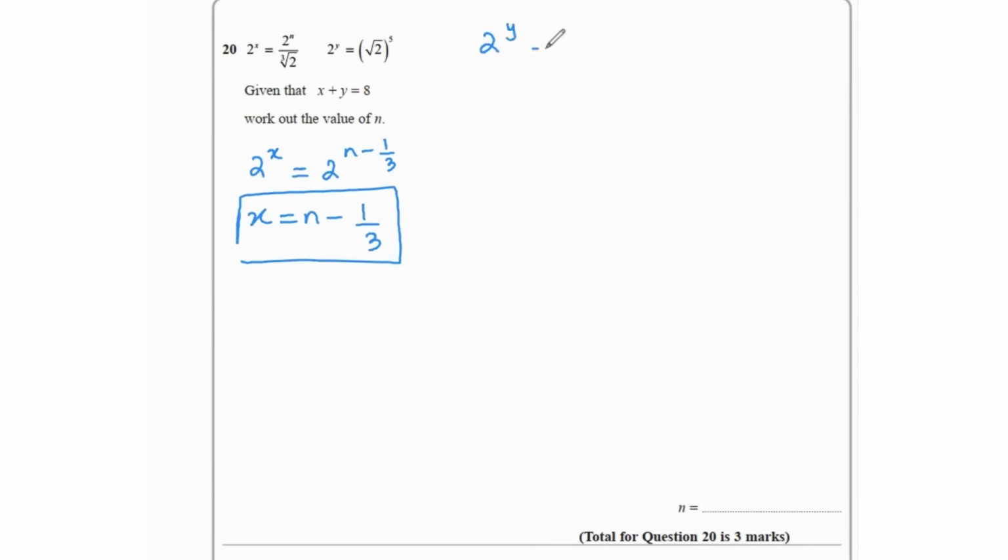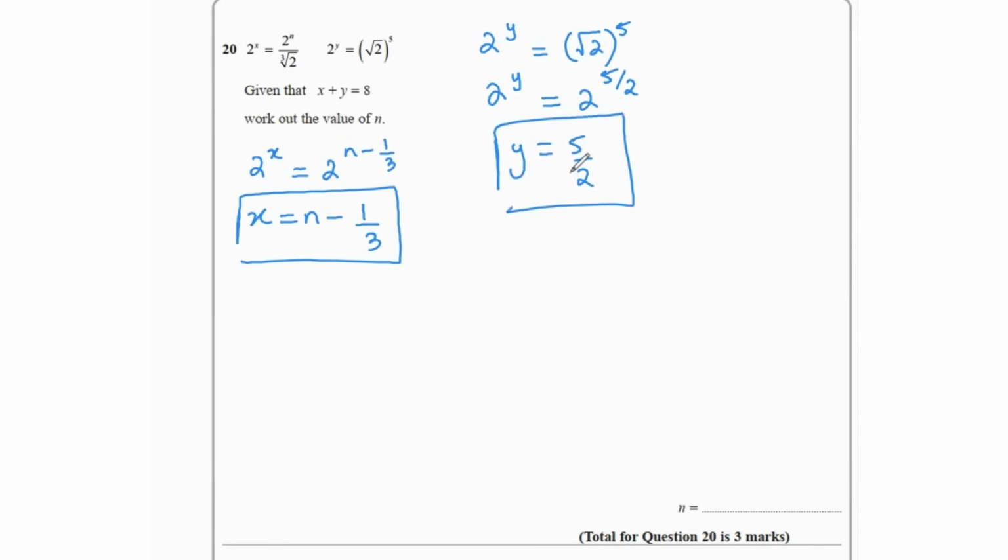2 to the power of y equals square root of 2 being raised to the power of 5. Whenever we have a power outside the bracket, inside the bracket, they get multiplied. So it becomes 2 to the power of y equals 2 to the power of 5 over 2. Once again, put the powers equal to each other because the bases are same on both sides. So now x plus y is 8. So n minus 1 over 3 plus 5 over 2 equals 8.